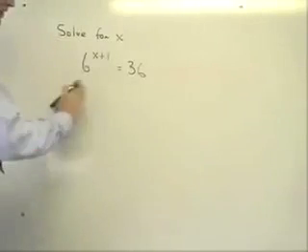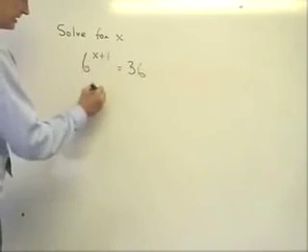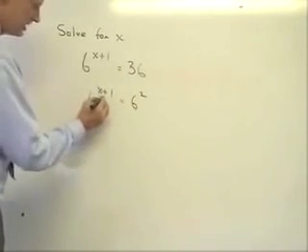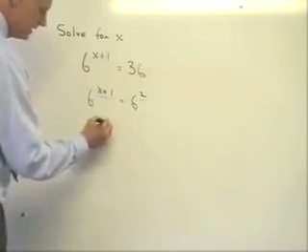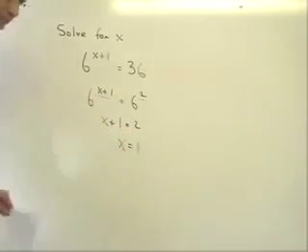Okay, solve for x. We've done this type of problem before. What connects 6 and 36 is 6. 36 is 6 squared. Now we can say that the 2 powers must be equal, x plus 1 equals 2, therefore x equals 1.